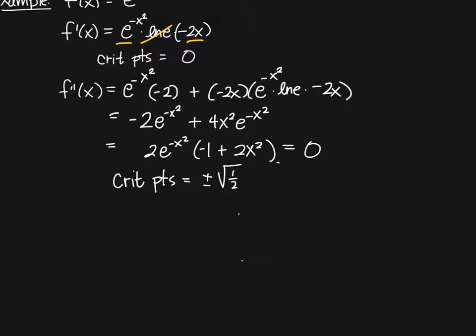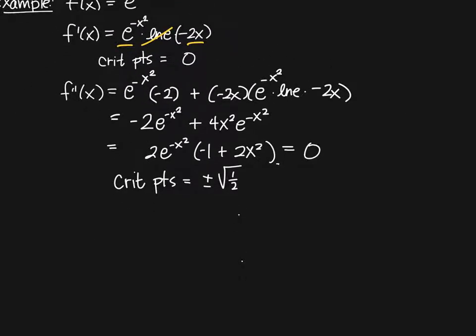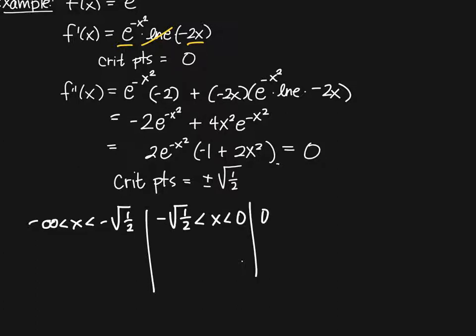So now I'm going to set up a combination chart to check the maxes and mins and points of inflection kind of all at the same time. So I'm going to go from negative infinity up to the negative square root of 1/2. I'll go from the negative square root of 1/2 up to 0. I'll go from 0 up to the positive square root of 1/2, and then the positive square root of 1/2 up to infinity.